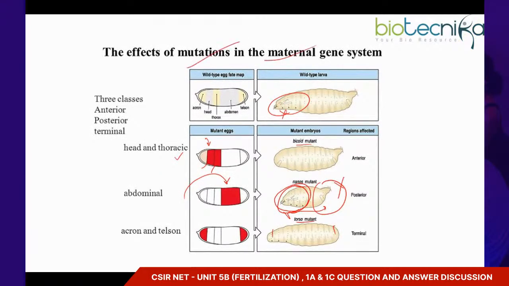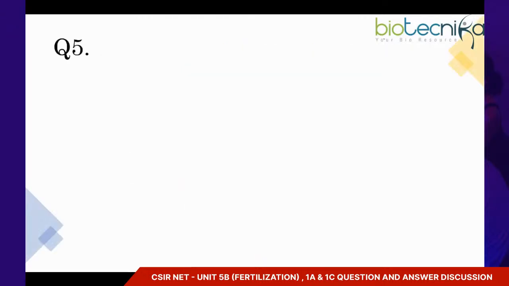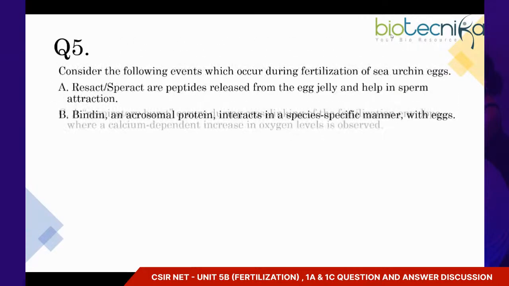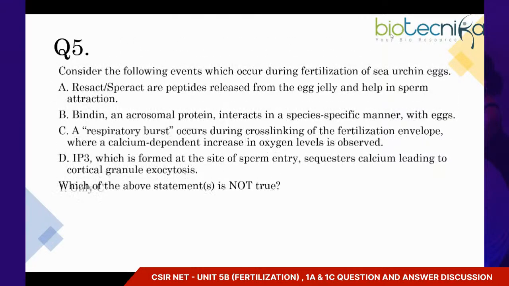Okay. So this mutational type of questions are very common in developmental biology, unit 5 questions. What is the effect of different mutations in the maternal gene system? Okay, then there is one more question about this fertilization only. So try to answer this question also.